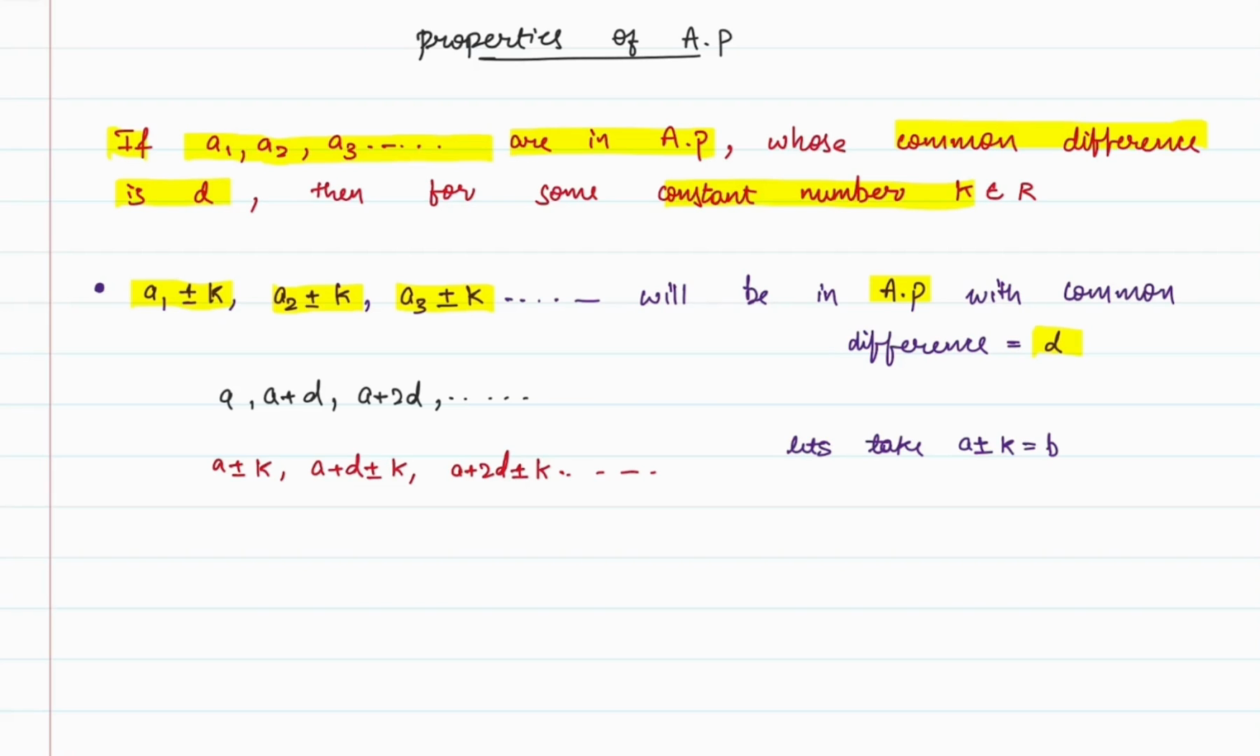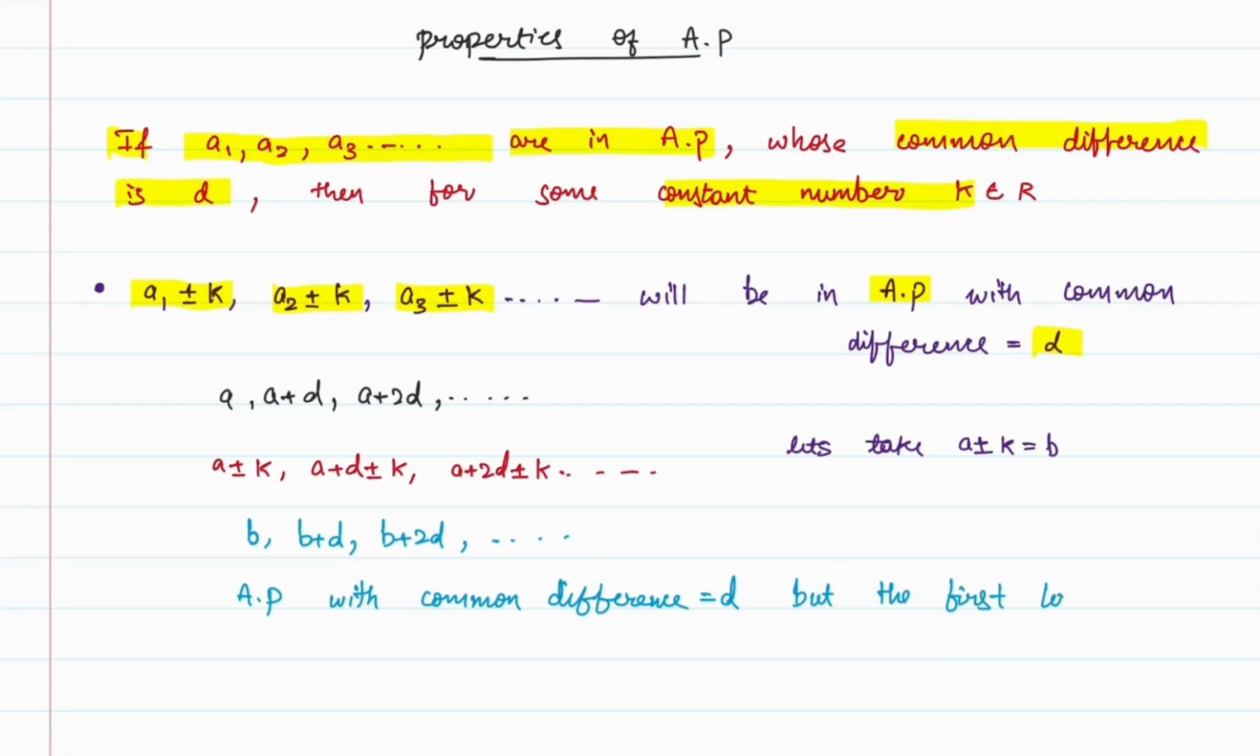When we do this in the series, a plus or minus k is b. Here the second term is a plus d plus or minus k, so this can be written as b plus d. And the third term will be written as b plus 2d, and so on. So here also you can see that this is an arithmetic progression with common difference equal to d, but the first term is b instead of a. First term equal to b, which is equal to a plus or minus k.